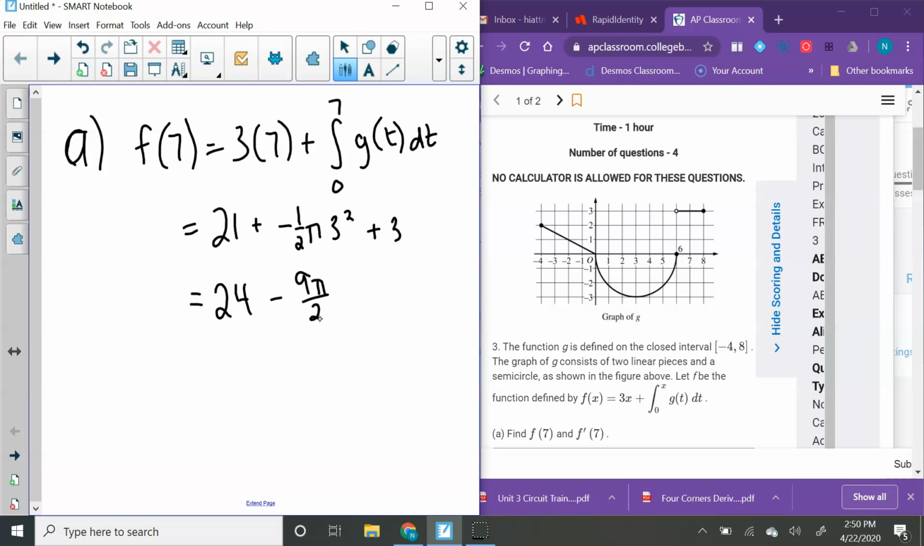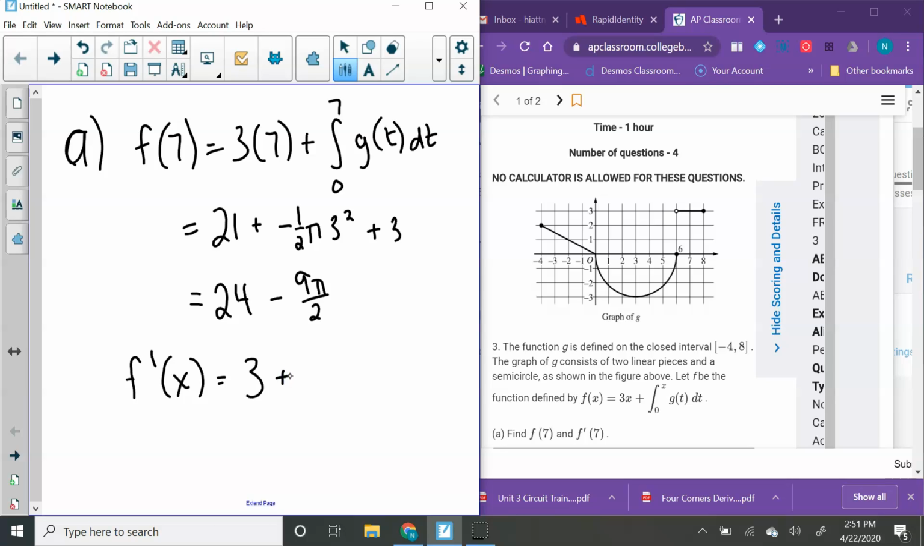Now, we also have to find f prime of 7. And so for f prime of 7, we are going to have to find f prime of x. So if we take the derivative of f of x, f prime of x is going to be the derivative of this 3x right here, which is 3. And then this is the fundamental theorem of calculus. When we're taking the derivative of the integral, we're going to take this x right here and plug it in for our t, and then we will multiply that by the derivative of the x.